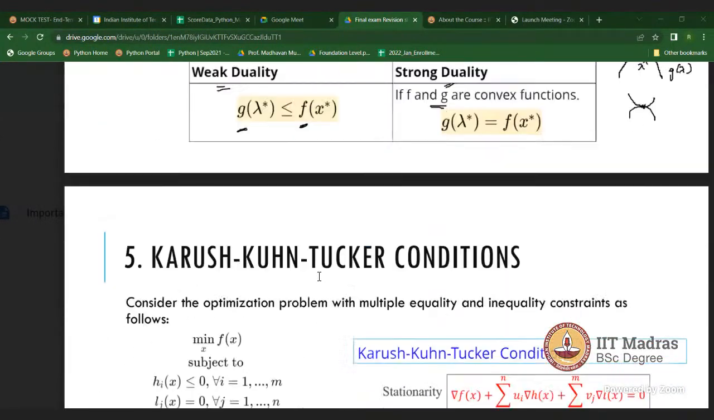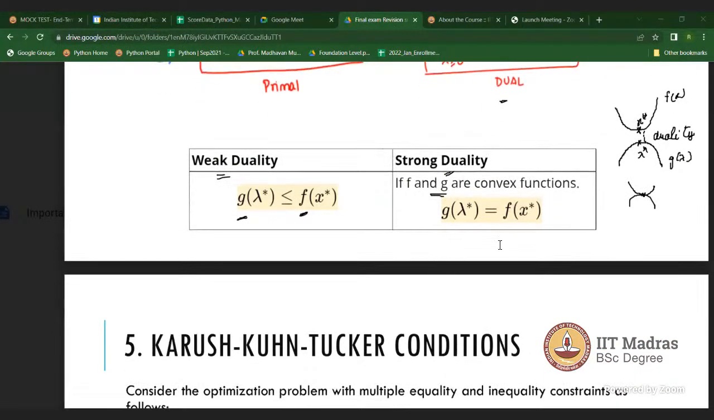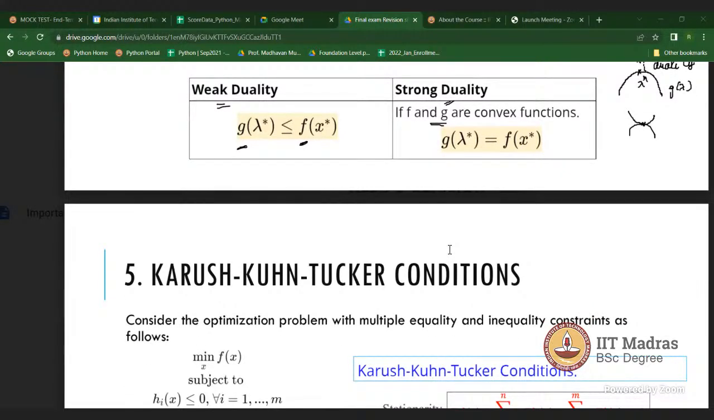Sir, if both match, then is this strong duality or weak duality? Yeah, it is strong duality. When both match, that basically means g of lambda star equals f of x star, right? Yes, Sir. Right.